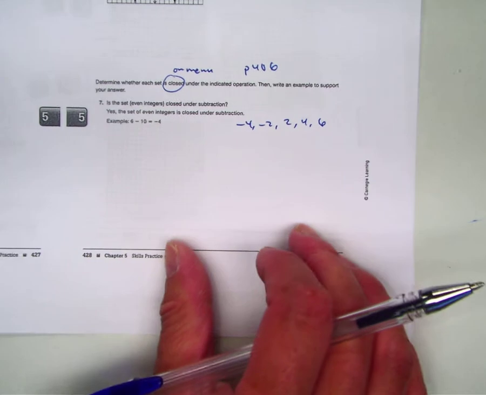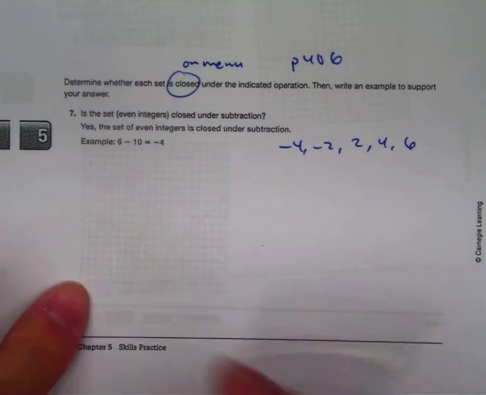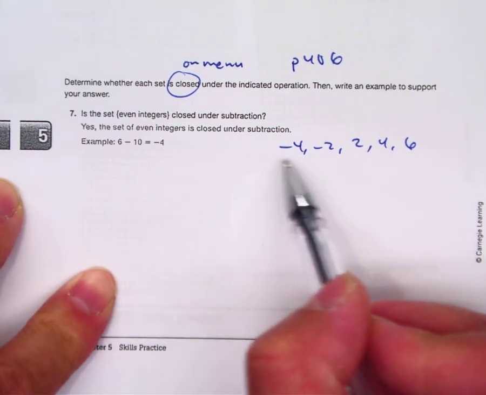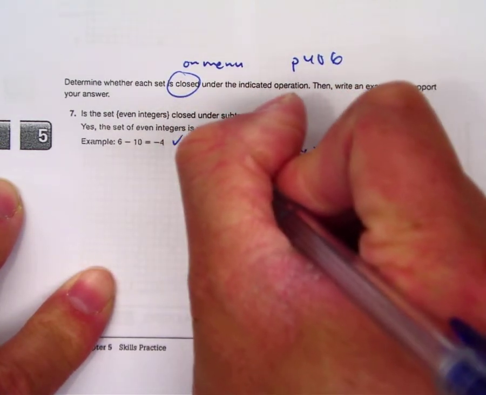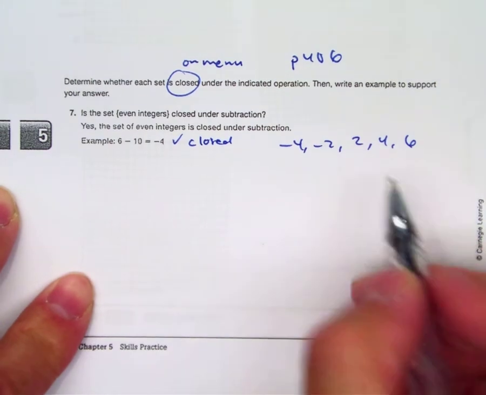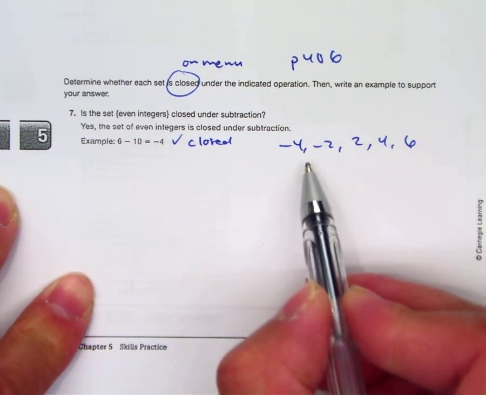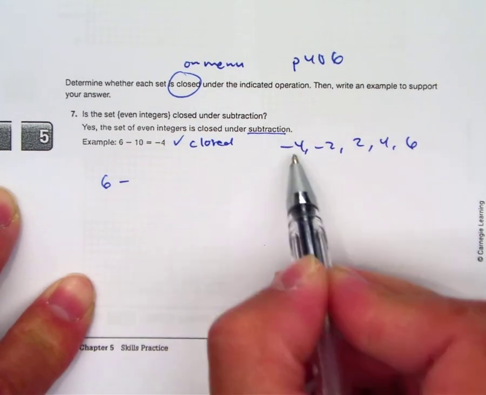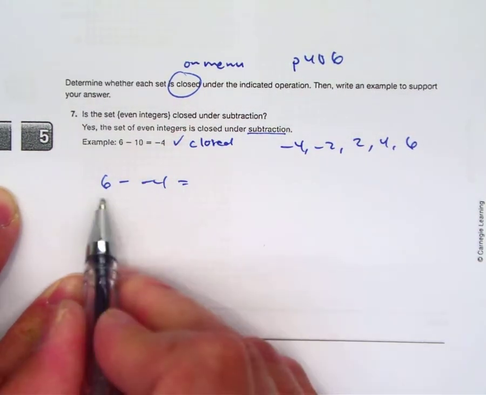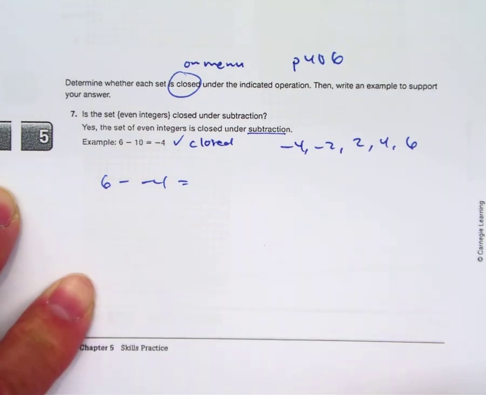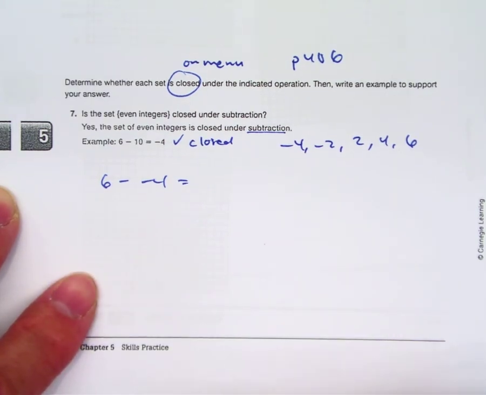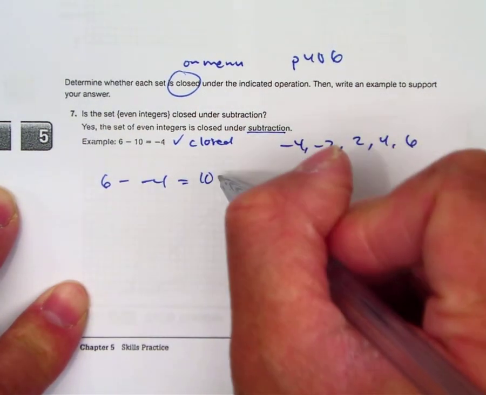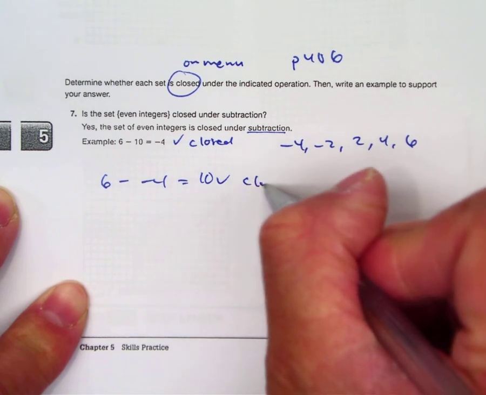So it has an example. 6 minus 10 is -4. Class, is -4 on this list? Yes. So that means it's closed. I can do another example. Let's do 6 minus, because they want subtraction, -4. Class, what does that equal? Class, is 10 on our list? Yes, so it is closed, right?